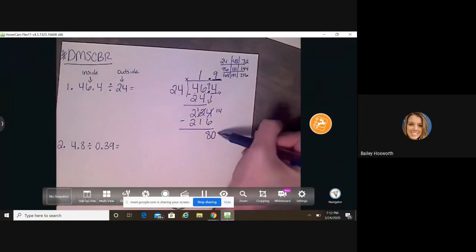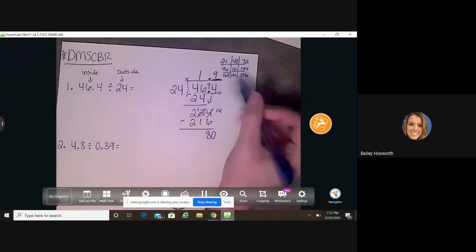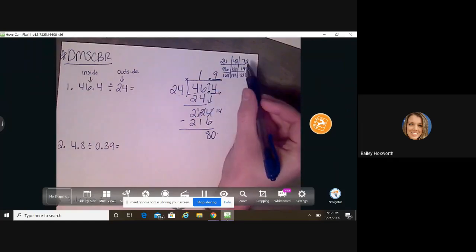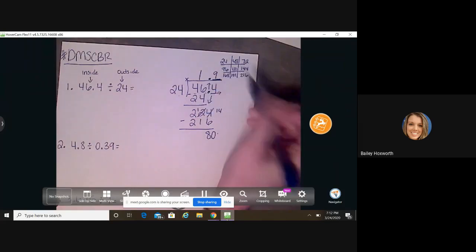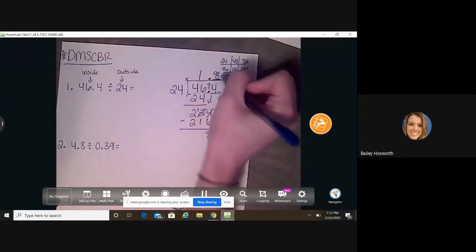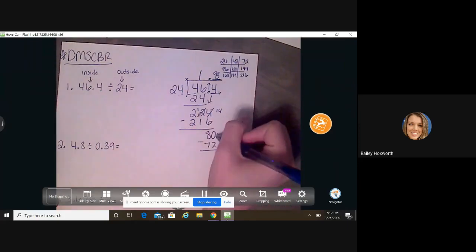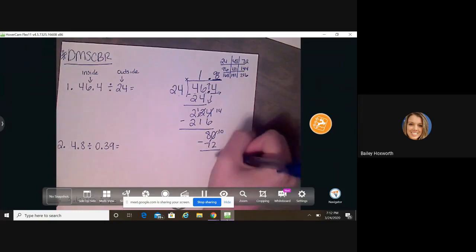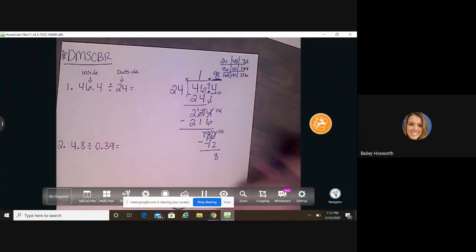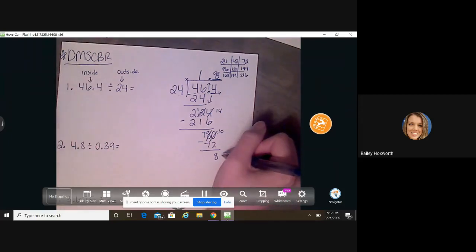How many times can 80 be divided by 24? 1, 2, 3 times, right? 72. And 3 times 24 is 72. And when I subtract, I'm left with 0 minus 2. Can't do that. I'm left with 8 again. So I have a remainder still. What do I need to do? I got to add a 0.